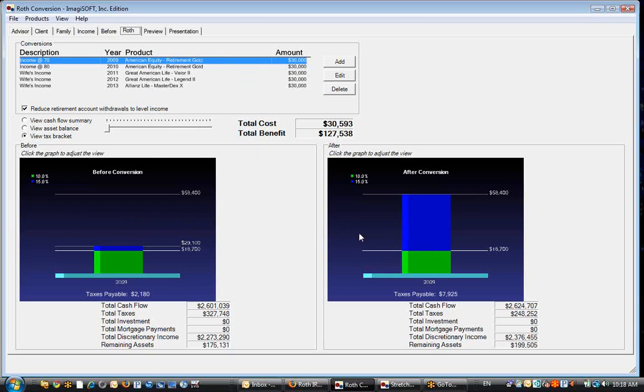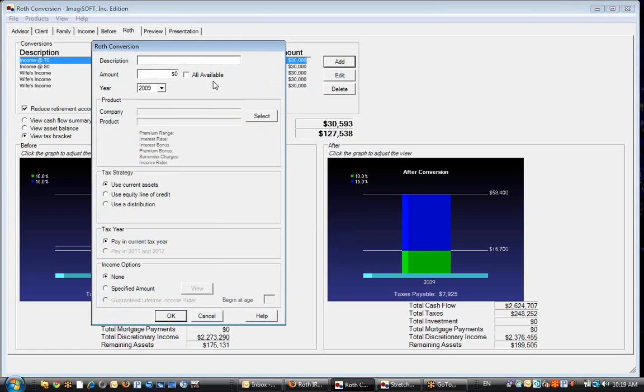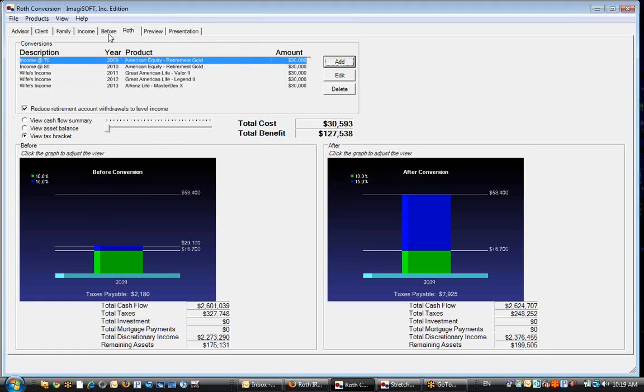These smaller clients are actually, in a lot of cases, harder than the bigger ones because of the Social Security situation. But keep in mind, I did one in 2009, 2010, 11, 12, and 13, 5 $30,000 rollovers, and I did that just by doing add and then picking the tax year. I could do another one for 2014, call it wife's income, and so forth.